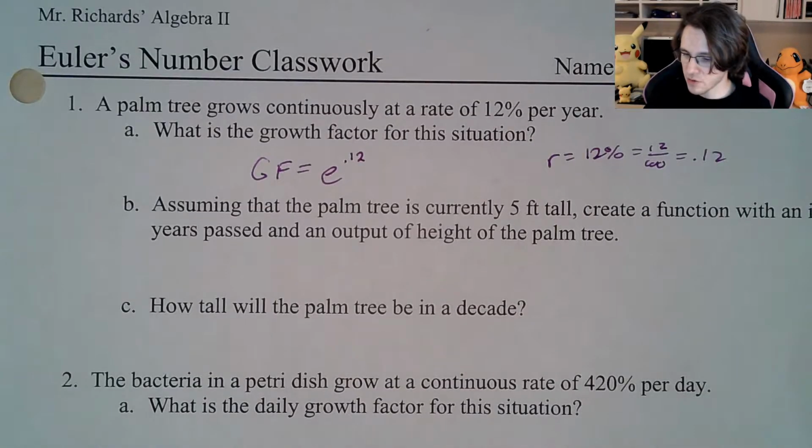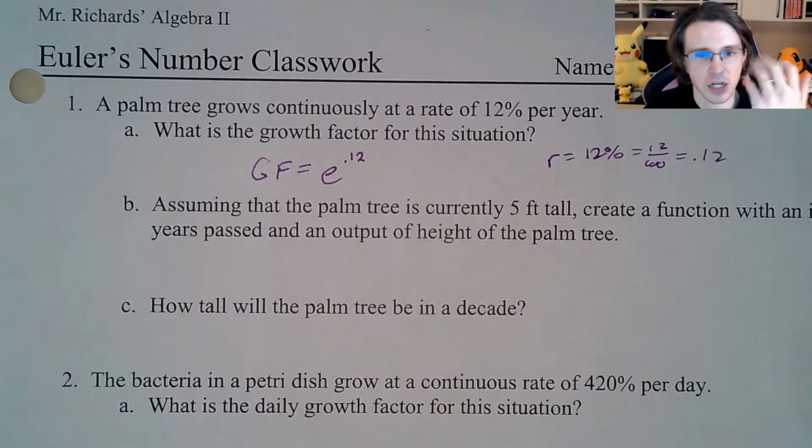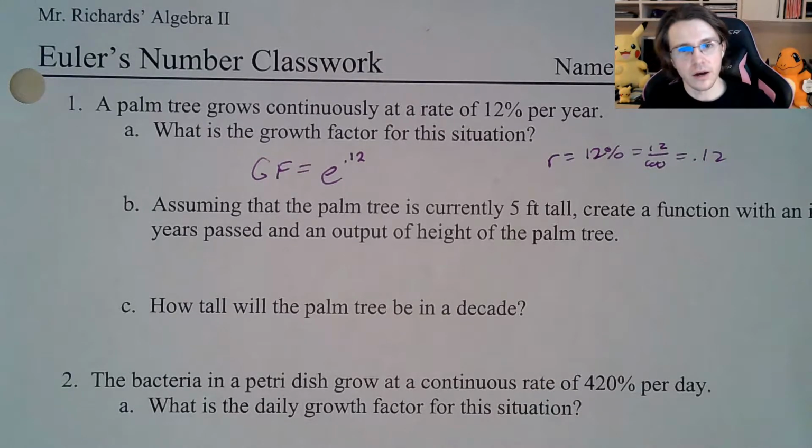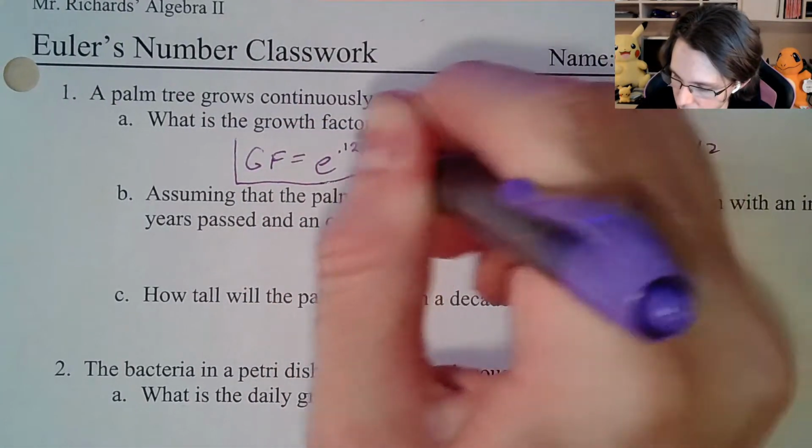Please note, I didn't ask for any decimals at all in this situation. So technically you can leave it at e to the 0.12 if you prefer, or you could actually type out that e to the 0.12. You just kind of decide where you'd like it. I'm going to leave it like that for now because it's an exact answer and I like exact answers.